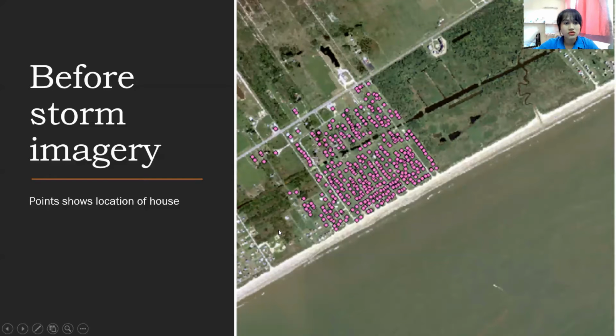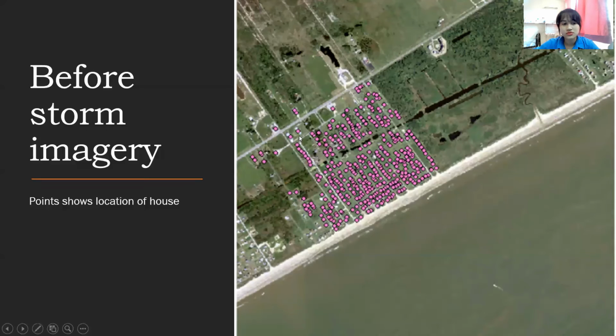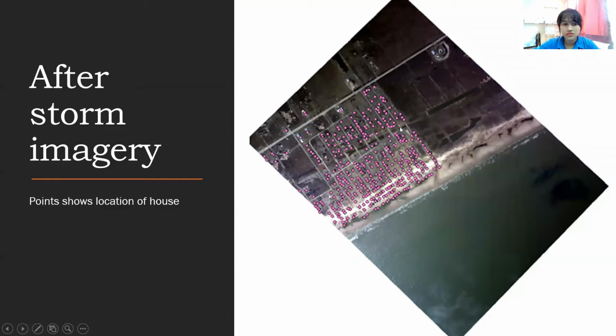Next, we actually are supposed to use the before storm imagery. This shows a point in each location of the house. And then this is the after storm imagery. These are the points that show the location of each house. To do this, we need to edit, and then point it one by one for each house.